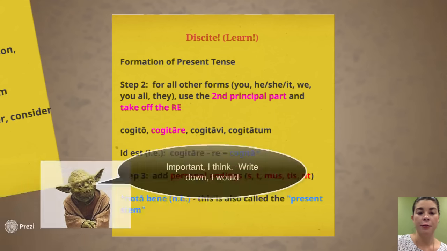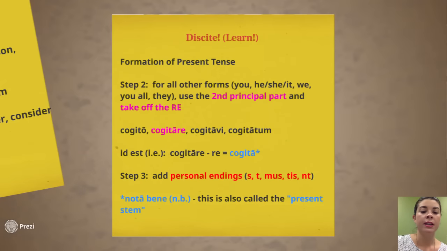So look at the second form. We're going to take off the RE, and then we're left with cogita. And then after that, we'll add the personal endings, ST, MUS, TIS, or NT, depending on who we want to do the subject. Now, it's important to remember that cogita is also called the present stem. So you will sometimes hear us use present stem to talk about cogita, which is the stem of the second principal part after you take off that RE.